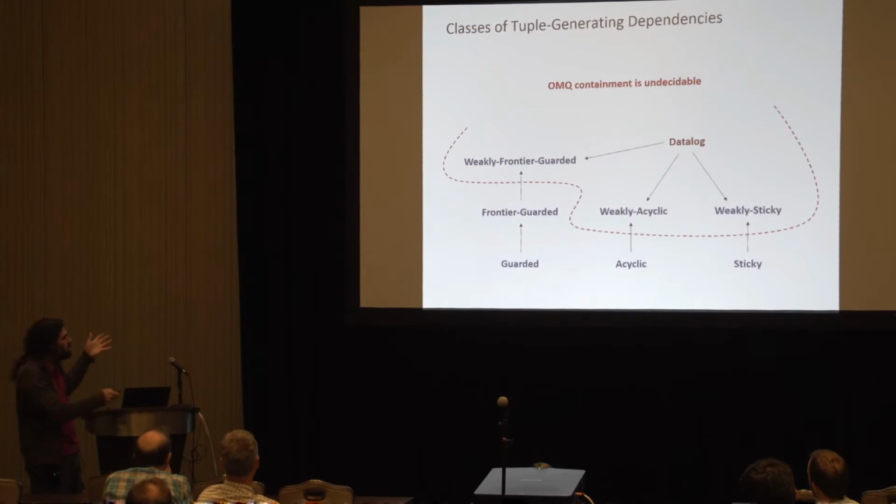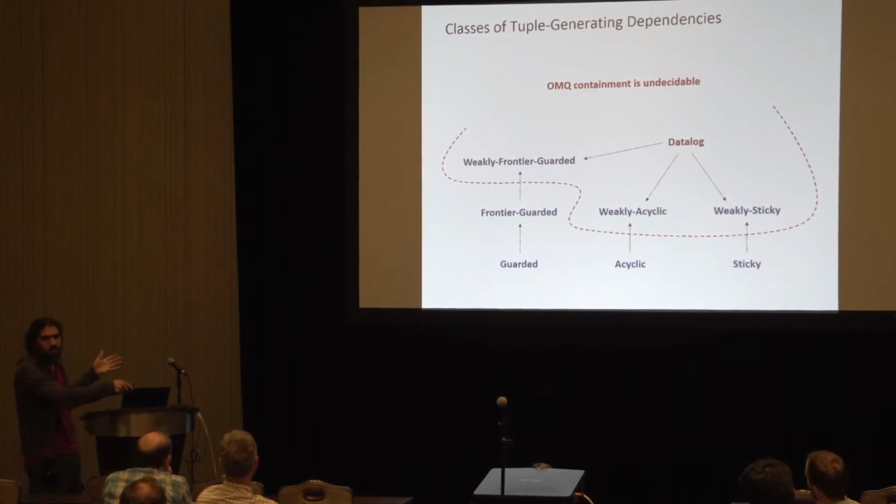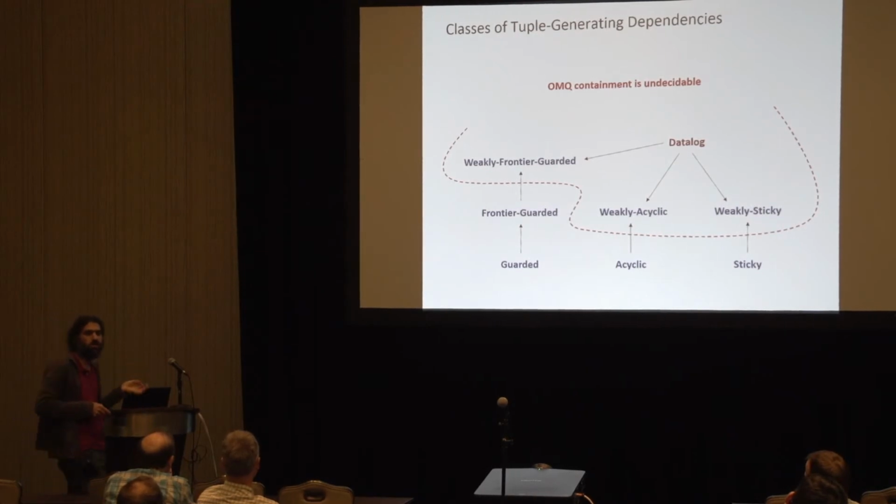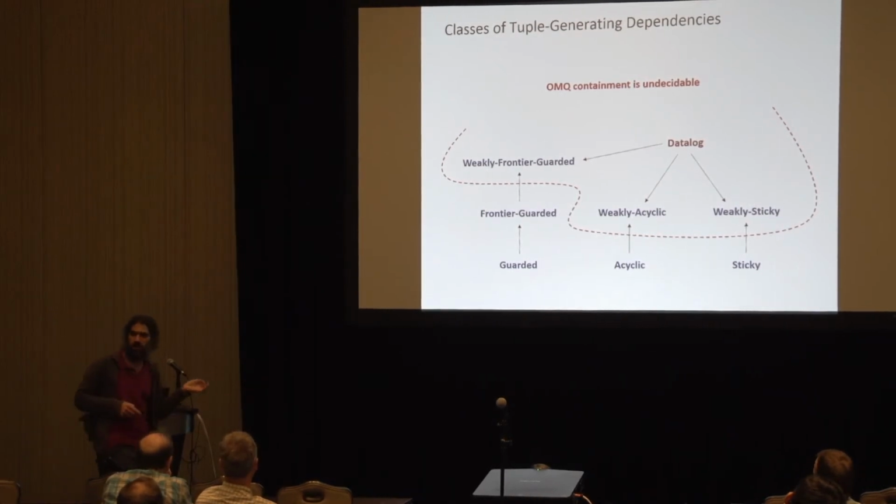Actually, our main concern was not the weakly versions, but the less expressive fragments here. So what about containment, about the ontology-mediated query languages based on these classes of TGDs? This is our main question, and this is what we want to understand in this work.